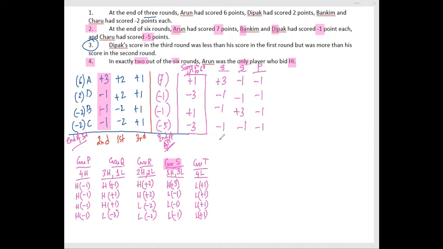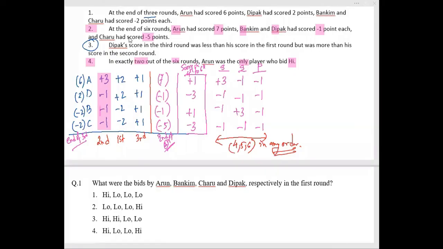It would be, these all will be the next 3 rounds. That means 4, 5, and 6th round in any order. Any order. Now with this, let us go for solving the problem.